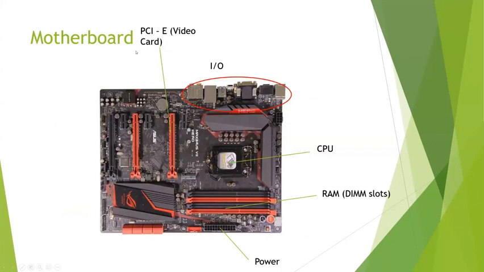The next part I'm going to talk about is the motherboard. The motherboard simply serves as a hub for all of your PC parts. Here I've pointed out some examples of where each part can be attached to the motherboard, in which you can see how the video card, the CPU, the RAM, and the power are all attached to the motherboard.